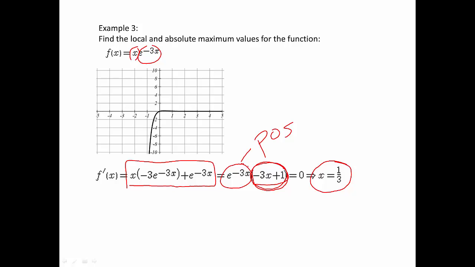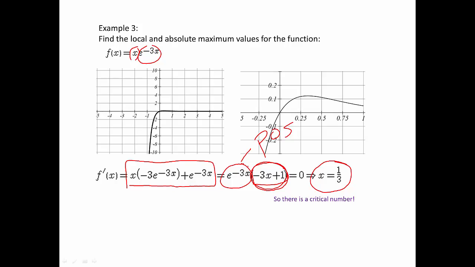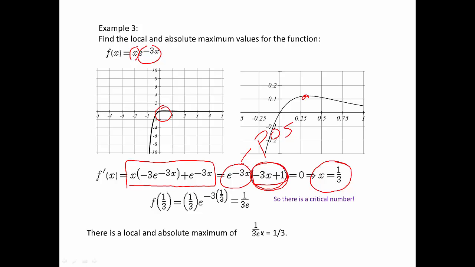Let's go ahead and look at the graph a little closer. And you can see, as I zoomed in, I am looking right in here somewhere. When you zoom in, you can see it. And there it is, x equals 1/3. That's going to give you a local and global maximum. Let's go ahead and plug that in. It looks like it's 1/3e. So the local and absolute maximum is 1/3e at x equals 1/3.